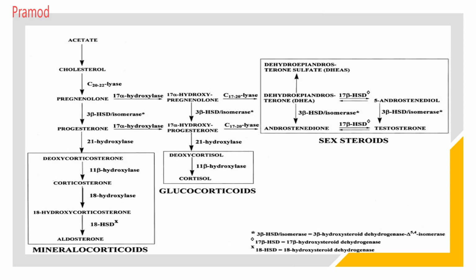This gets converted into dehydroepiandrosterone sulfate, and by isomerase enzyme it gets converted into androstenedione, and this androstenedione gets converted to testosterone. You can also get it from 5-androstenediol by isomerase enzyme to testosterone. So this is how testosterone is synthesized.